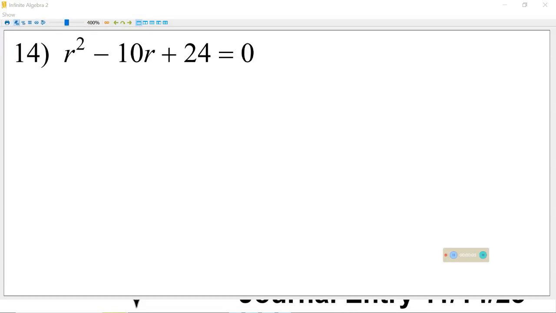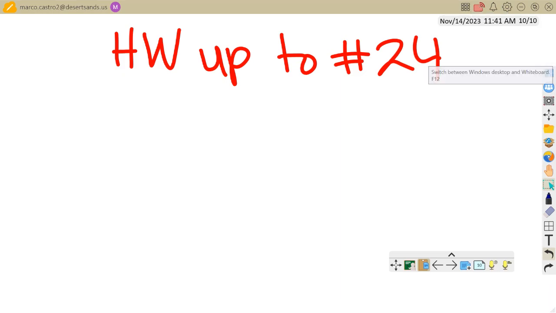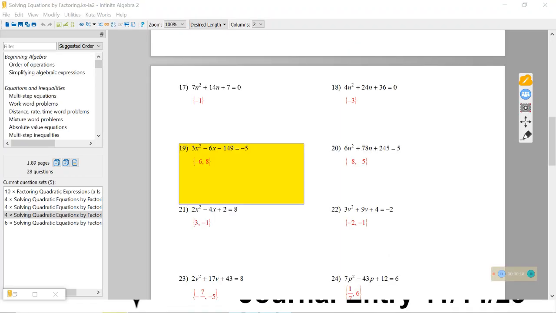Okay, so we're working on the solving equations by factoring worksheet. We did the first few of these problem set in class, so I will be doing 14 along with you guys, so follow along and let's make this work, yeah?